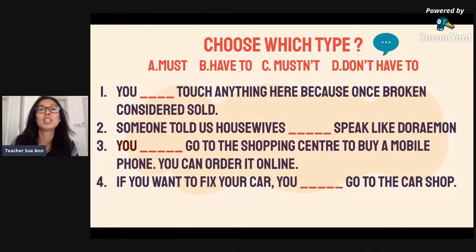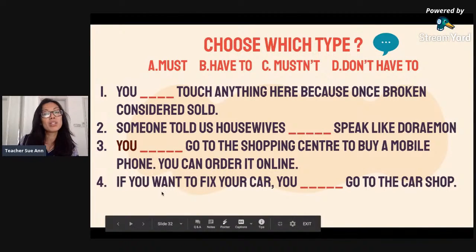So we're going to choose the type again. Number 1, you dash touch anything here because once broken, considered sold. And number 2, someone told us housewives dash speak like Doraemon. Number 3, you dash go to the shopping center to buy a mobile phone. You can order it online. Number 4, if you want to fix your car, you dash go to the car shop. All right, so you can pause here and try and fill up the questions.